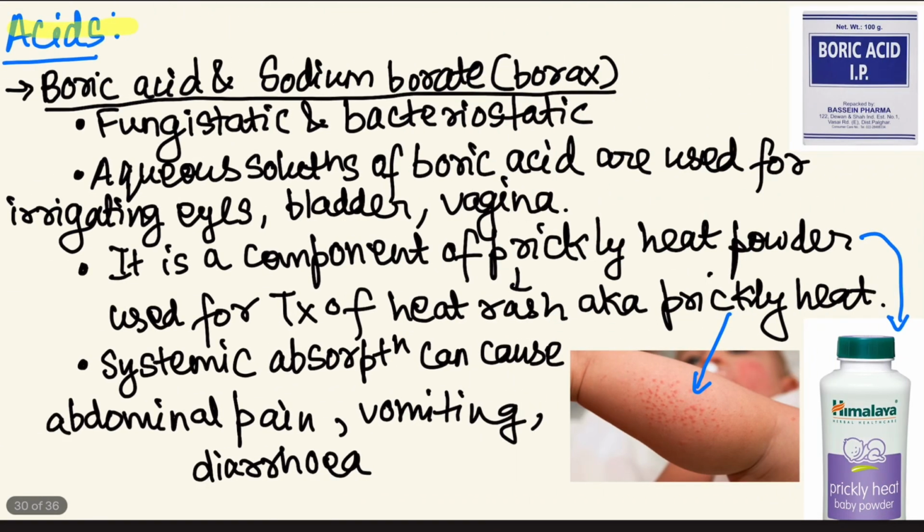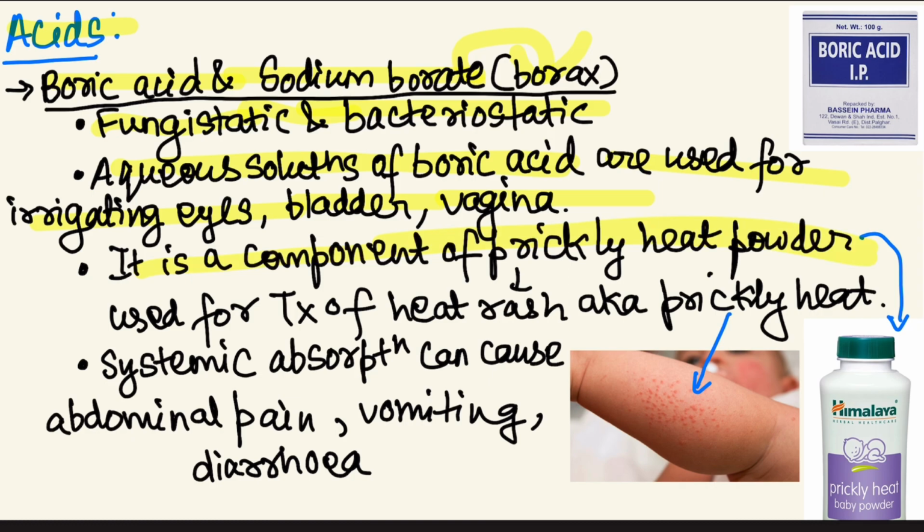Then coming to acids. Under acids we have boric acid and sodium borate, which is also known as borax. These are fungistatic and bacteriostatic in nature. So they prevent the growth of fungi and bacteria, but they don't kill the fungi and the bacteria. Aqueous solutions of boric acid are used for irrigating the eyes, bladder and vagina. It is also a component of prickly heat powder.